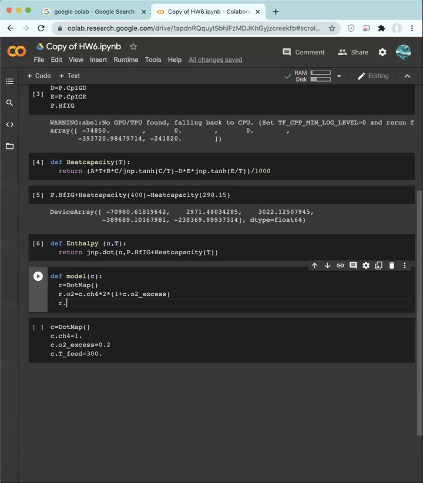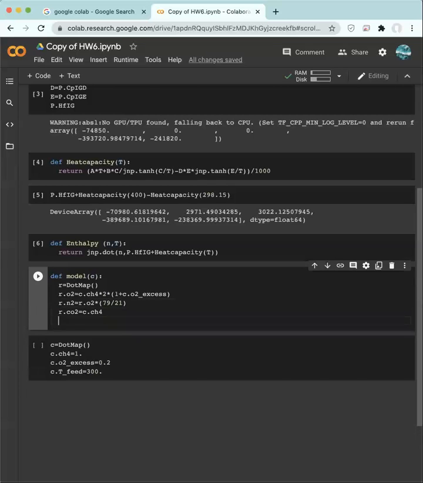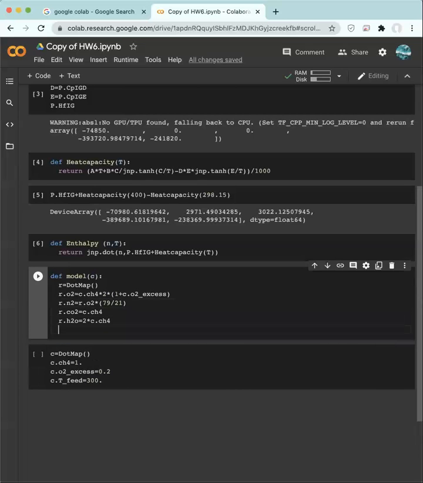And then R dot nitrogen will be oxygen times the ratio of nitrogen to oxygen in the air, which is 79/21. And then we're going to want R dot CO2, which is just going to be equal to the CH4 that we started out with. And then we want R dot H2O, which is going to be equal to 2 times the initial start of CH4. So that gives us the results of the moles for each of these substances.